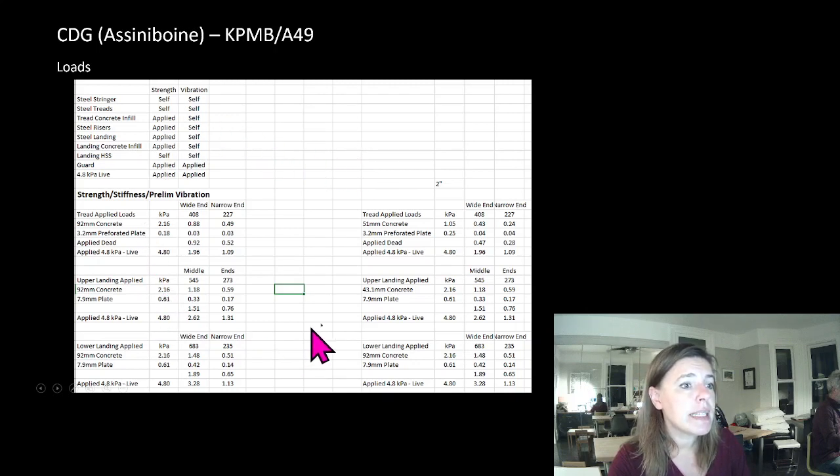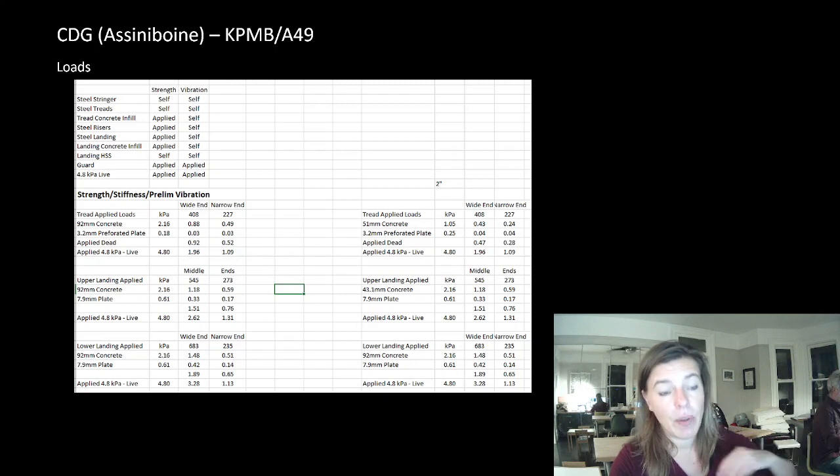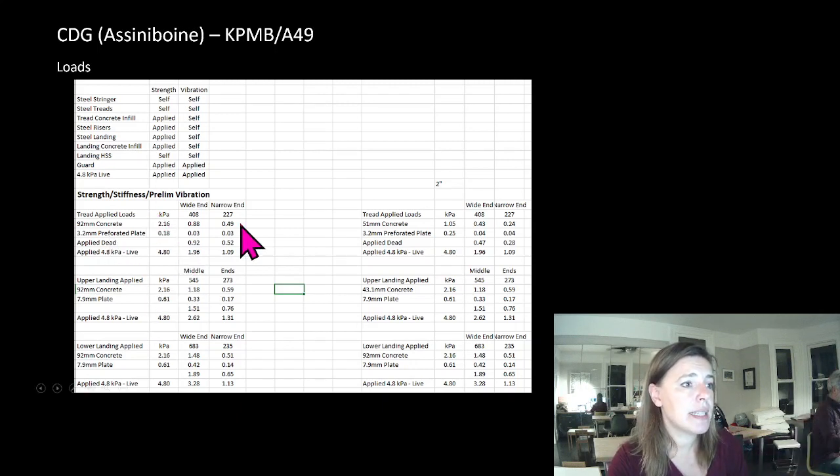So here is my loading chart. You can see I still literally think about strength, stiffness, vibration. Stability is inherent in building my model. If I've built my model and it flies off into space, it's not stable. So that gets solved within the model. So this is to help track my data for myself.